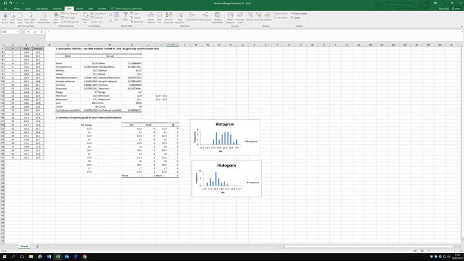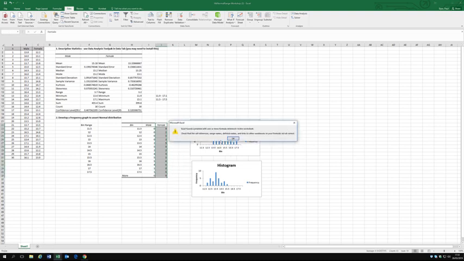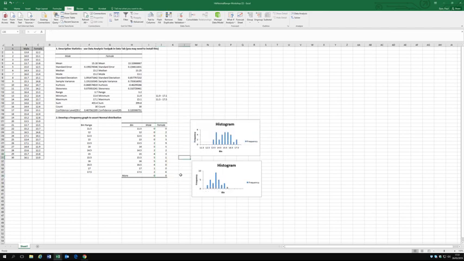I'm just going to call this female, and obviously we don't really need to look at the bin range again, so we're perfectly justified in moving the female frequency across and replacing the data. Okay.